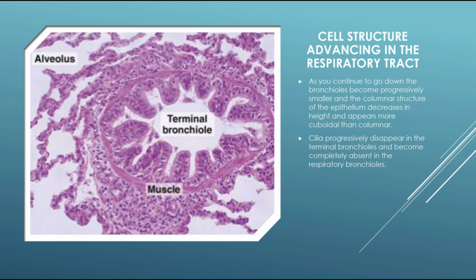While still looking at the cell structure as we advance into the respiratory tract, into the lower airways, as you continue to go down, the bronchioles become progressively smaller and the columnar structures of the epithelium decrease in height, and they appear to be more cuboidal than columnar. The cilia progressively start to disappear in the terminal bronchioles and become completely absent in the respiratory bronchioles.